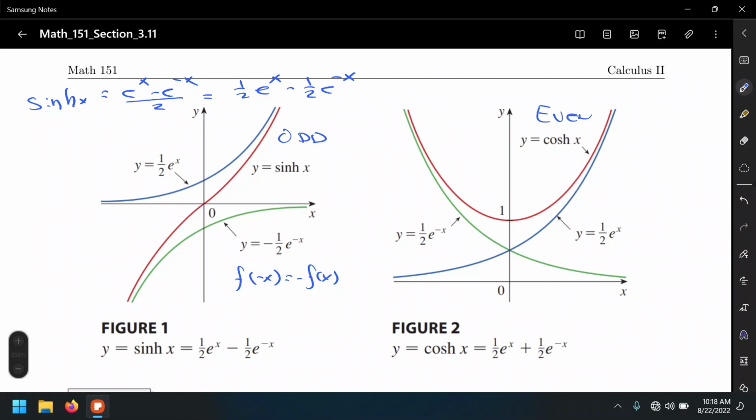And the condition for evenness of a function is that f of negative x gives you back the original function f of x. Right? And from the graphic point of view, an even function is symmetric about the y-axis. So again, a few properties that are inherited from the trigonometric functions to the world of the hyperbolic functions, of course. All right? So let's see.